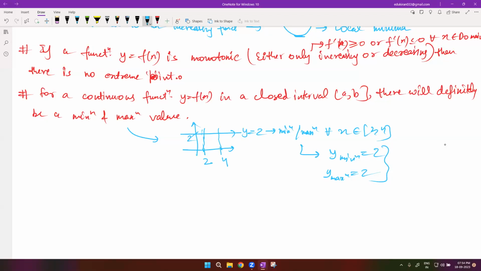So basically a function can be constant. We are not saying that constant is not valid, but definitely there will be a minimum and maximum value. That can be the same, which means the function is constant. Okay, you're okay with that. But whenever a continuous function is defined in a closed interval a to b, there will definitely be a minimum value and a maximum value that exists for that function. That can occur at different points. We are not concentrating on what those points are at which these values occur, but we are saying that definitely there will be a minimum and maximum.